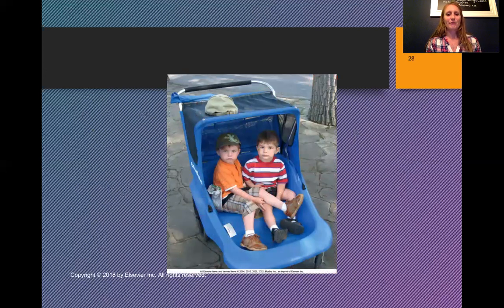Here's just a picture of some friends, although they don't look too happy, but where they're hanging out. Looks like they're at a theme park going to play.